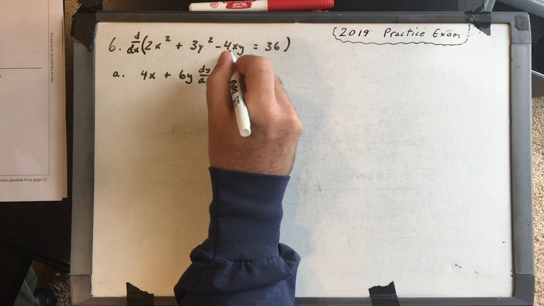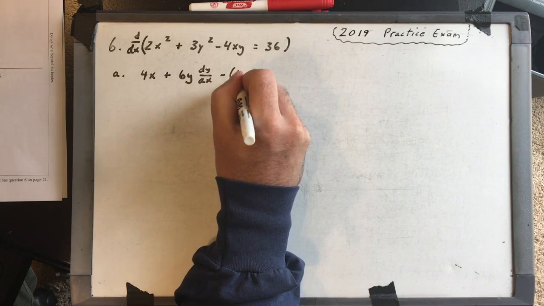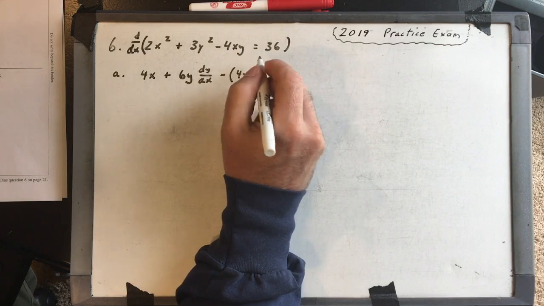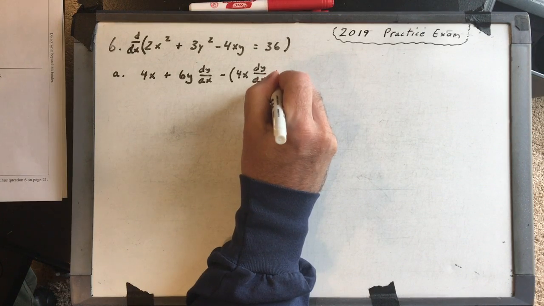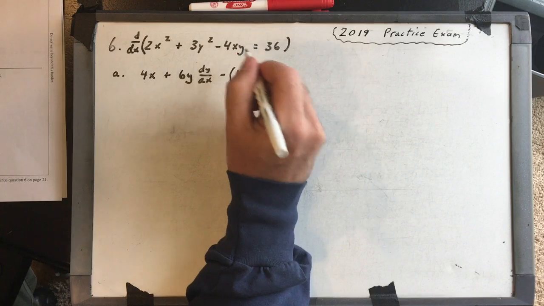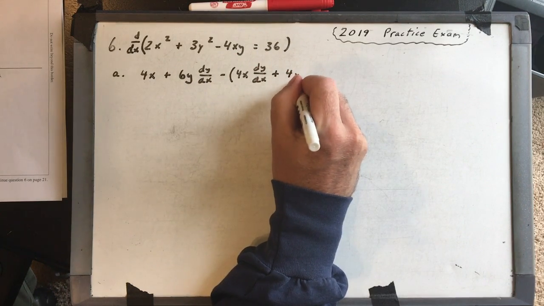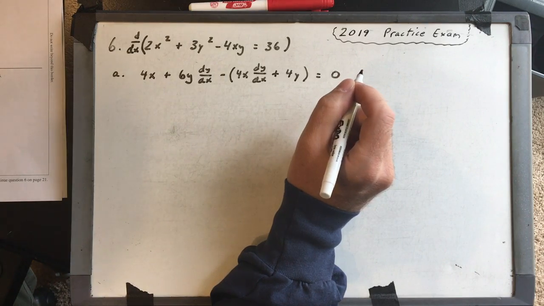And then we have to do a product rule here. So I'm going to put it in parentheses. The first, 4x, times the derivative of y, dy/dx, plus the second, y, times the derivative of 4x, which would be 4y. And the derivative of 36 is 0.